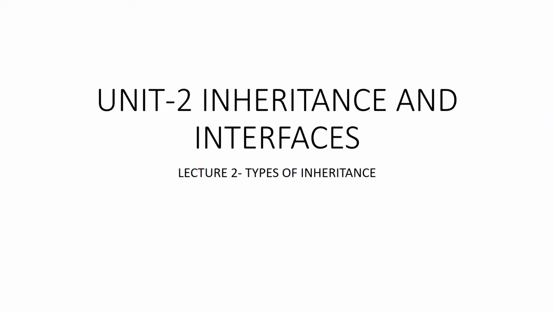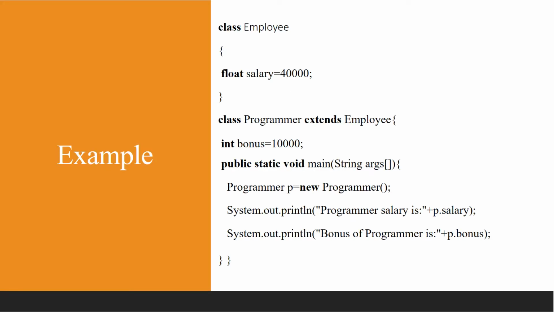Inheritance and Interfaces. In this lecture, we are going to see what are the different types of inheritance. Before that, we'll see a small example of how inheritance is written in Java. Hope you are clear with the definition of inheritance and also the syntax of inheritance, which we covered in the last lecture. If you have not seen the last lecture, try to see it, only then will you get a continuation in this lecture. So moving on to this lecture, this is an example of inheritance.